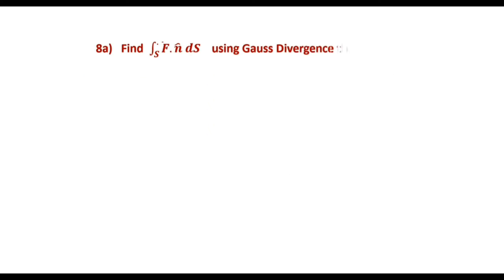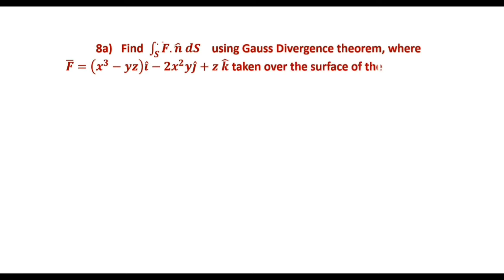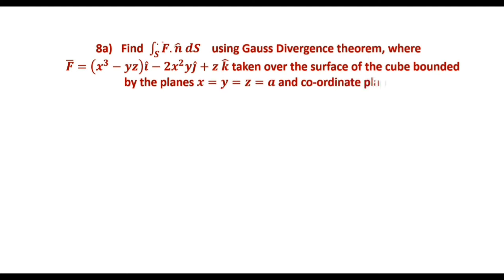Now find the surface integral over S of F bar dot n bar dS using Gauss divergence theorem, where F bar is this vector point function, taken over the surface of the cube bounded by the planes x equals y equals z equals a and the coordinate planes. First we have to apply Gauss divergence theorem. We know that the integral over S of F bar dot n bar dS is the volume integral over V of del dot F bar. Del dot F bar means divergence of F bar.